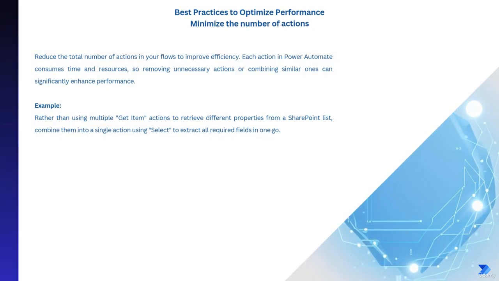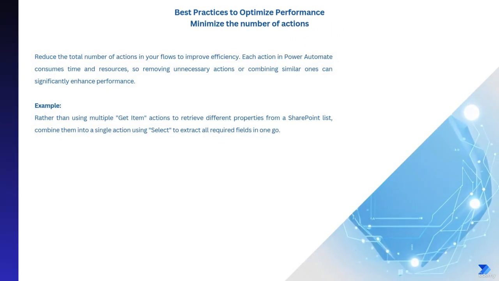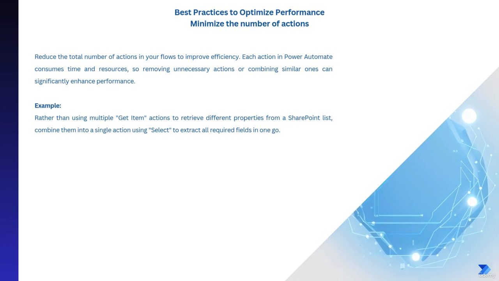Best practices to optimize performance. Minimize the number of actions. Reduce the total number of actions in your flows to improve efficiency. Each action in Power Automate consumes time and resources, so removing unnecessary actions or combining similar ones can significantly enhance performance. Example: rather than using multiple get-item actions to retrieve different properties from a SharePoint list, combine them into a single action using Select to extract all required fields in one go.